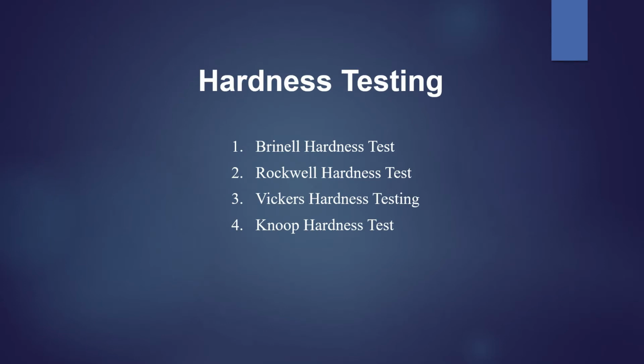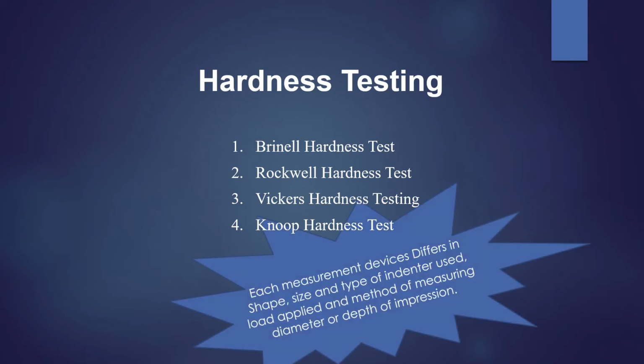Hardness testing. Usually, the hardness of a material is determined by a hardness measurement device like Brinell hardness test, Rockwell hardness test, Vickers hardness test, Knoop hardness test. I can say each of these measuring devices differ in shape, size, and type of indenter used, load applied, and method of measuring diameter or depth of impression. First of all, let me concentrate on the Brinell hardness test.